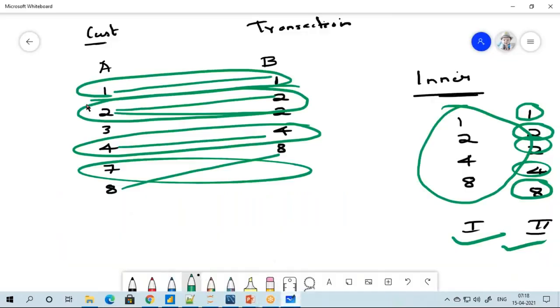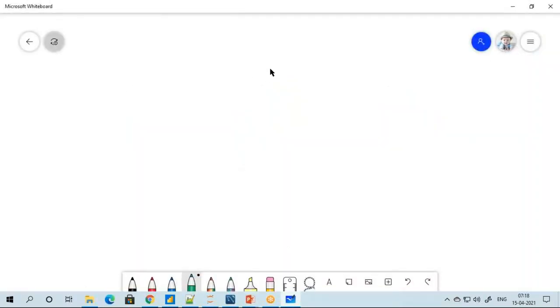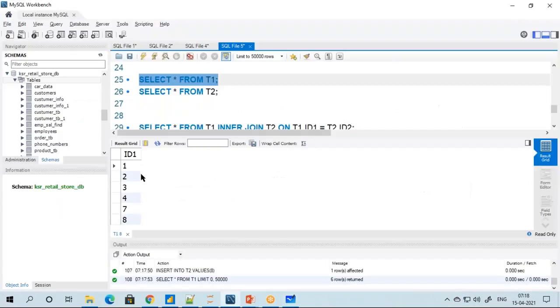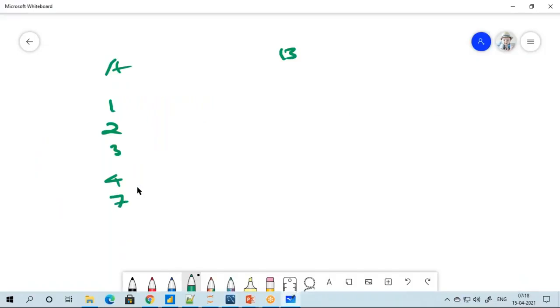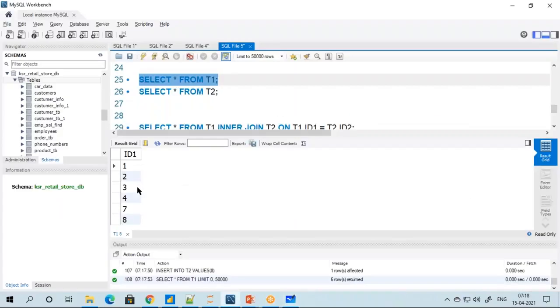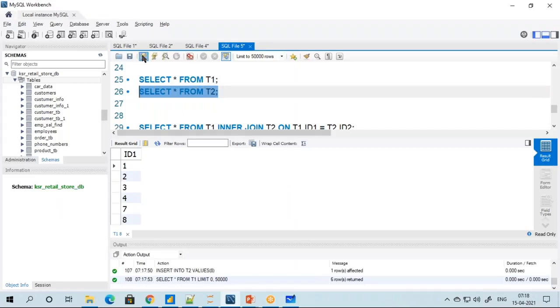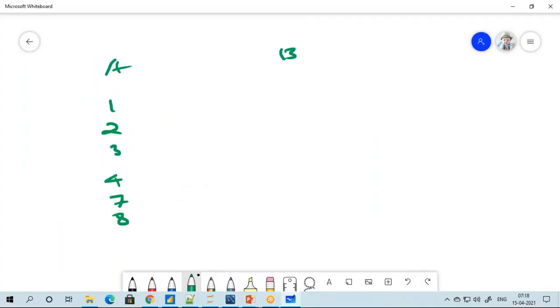I'll create one more table now. So this time I will create table A with 1, 2, 3, 4, 7, 8. And in table B, 1, 2, 4, 8. Now tell me what I will get for left join. 1, 2, 3, 4, 7, 8.